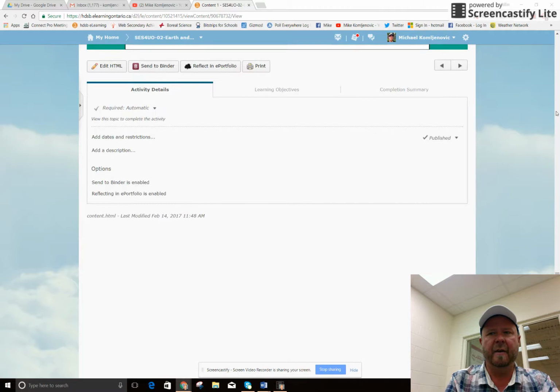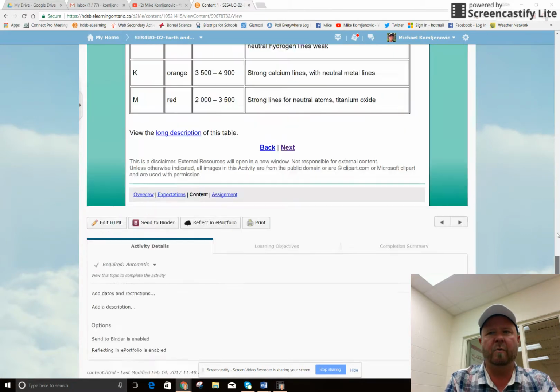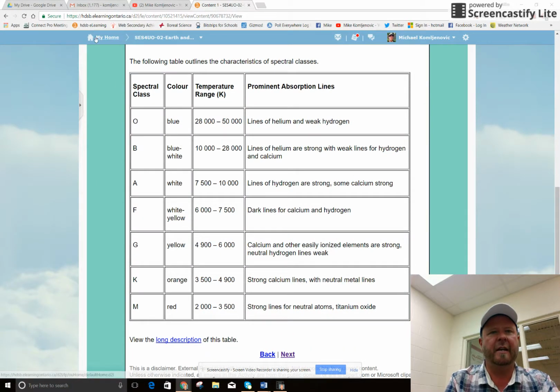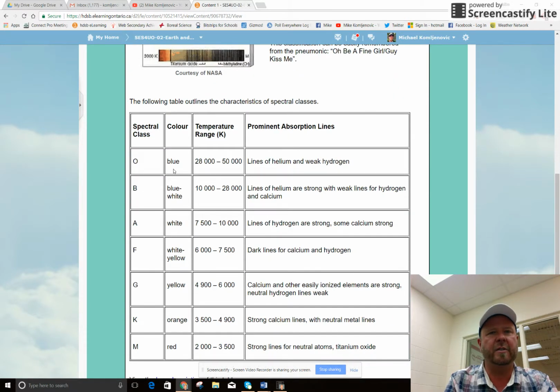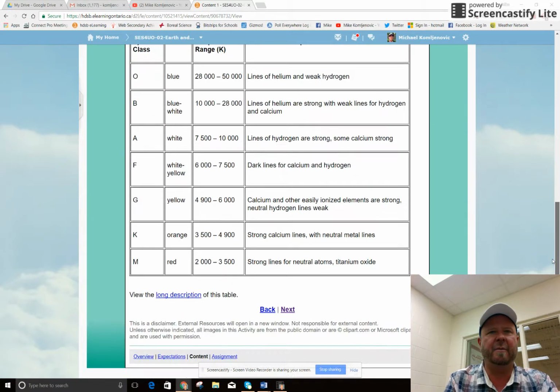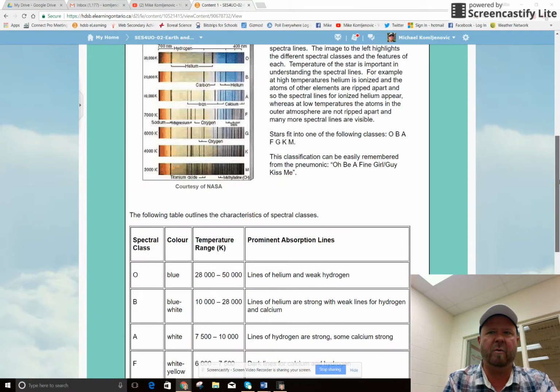And finally, what we looked at was how we classify stars, and "Oh, be a fine girl or guy, kiss me" is the way we remember it, okay? And it tells us specifically what that means and the color of the star. So a blue star has these kinds of lines. A green spectral classified star, its color is yellow, its temperature, and it has mostly these kinds of lines. So what we're doing is becoming familiar with what lines are on the stars and how we identify them with the atomic spectra. So that's a little bit about what we did this week.